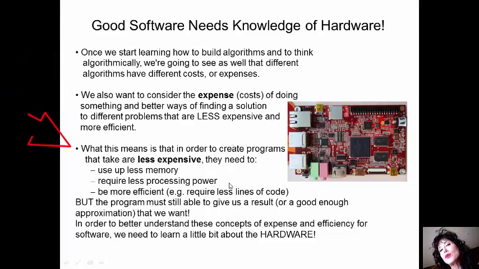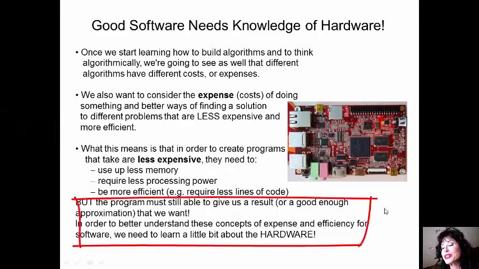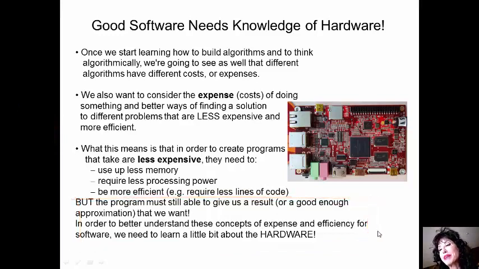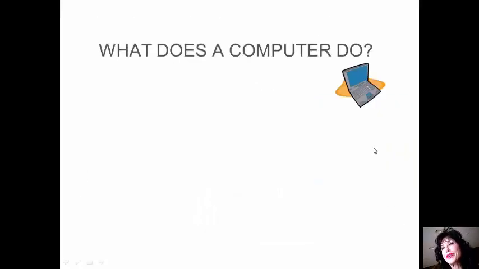What this means is that in order to create programs that are less expensive, they need to use up less memory, require less processing power, and be more efficient. One example of that would be requiring fewer lines of code. But the program must still be able to give us a result or a good enough approximation that we want. In order to better understand these concepts of expense and efficiency for software, we're going to need to learn a little bit about hardware. So what does a computer do?